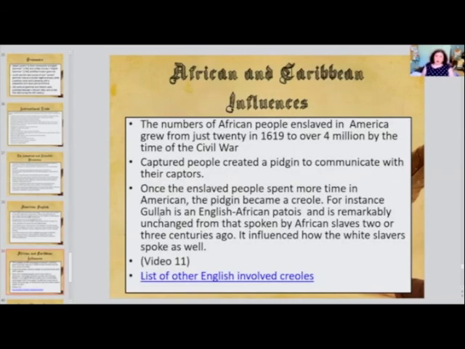So when America was being settled in 1619, we had roughly 20 enslaved African-American people. By the time of the Civil War, there's over 4 million enslaved people in America.